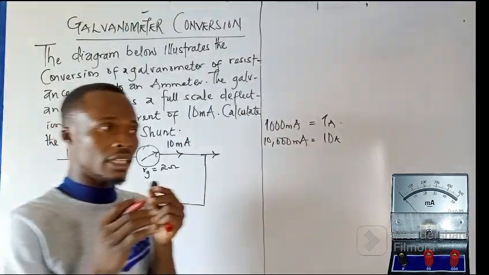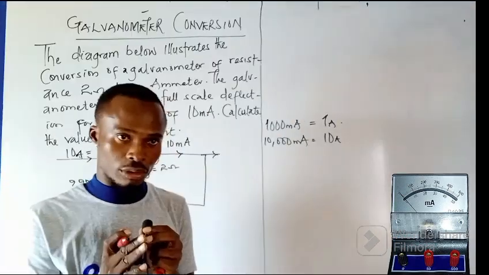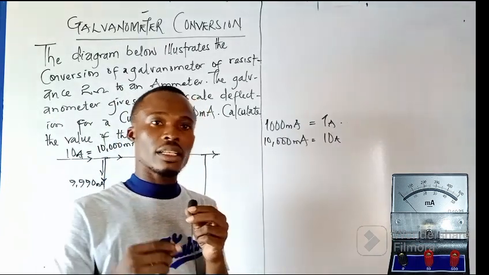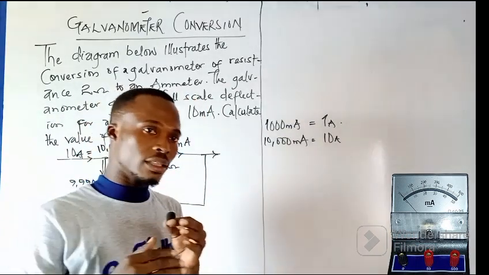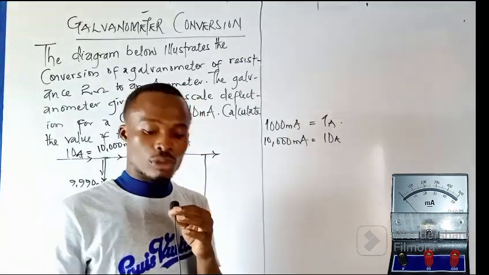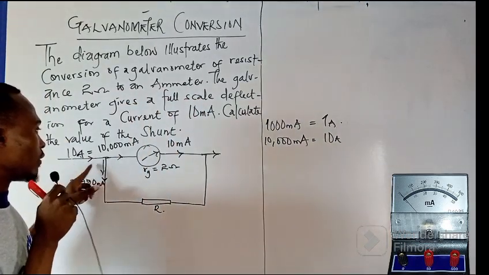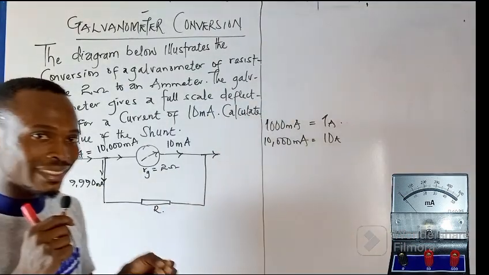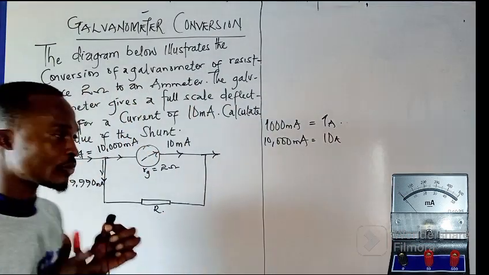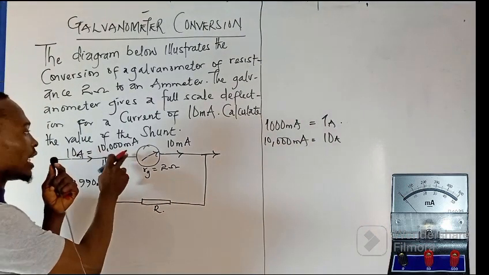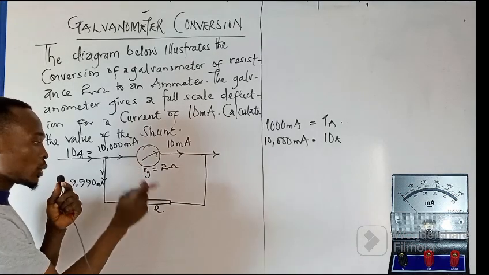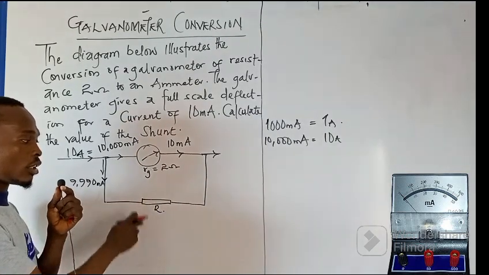In a parallel connection, current is shared. In a series connection, current is the same. So the current coming in here is shared, but the voltage coming along with the current will be the same in each component. If the voltage coming in here is V, then the voltage that gets into this galvanometer will be V, and the voltage that gets into the shunt is going to be V.